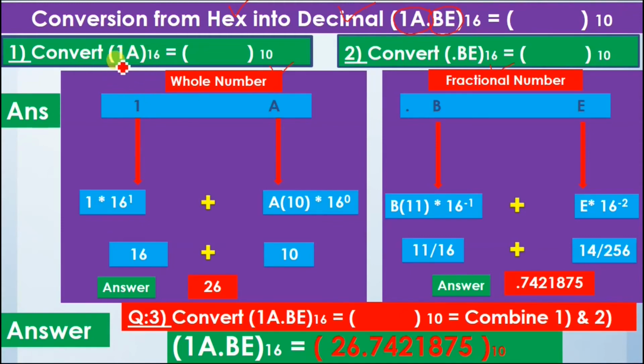So first of all, we have the number 1A, and as we have to convert a hexadecimal number, we will multiply the numbers with increasing powers of 16 while moving away from the decimal point. So A is multiplied with 16 raised to power 0, and 1 is multiplied with 16 raised to power 1, and we add them together, and then we have 16 plus 10, and here we have the final answer 26.